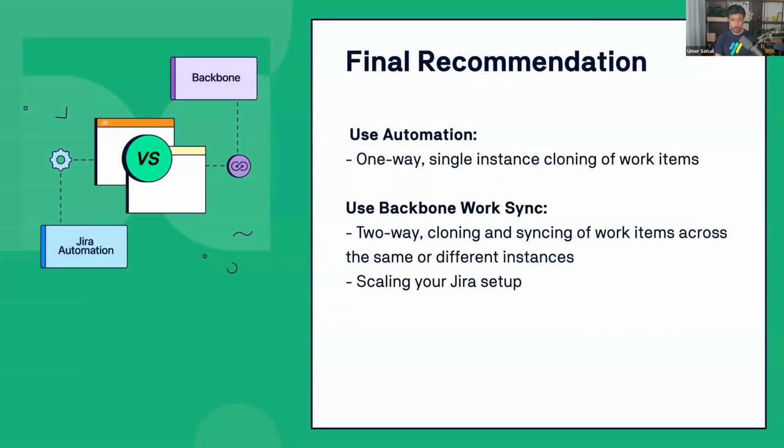So is this the final recommendation? I'll walk through it and then you can chime in. For automation, if you want to sync one way in a single instance and don't want to spend a lot of money or some money for the paid app, then it makes sense to use automation. But if you want to cover this use case but also plan to scale a little bit more, or you want two-way cloning or syncing or something fancier, then maybe a sync app, preferably Backbone, works better. Is that the final prognosis, or any other thoughts?